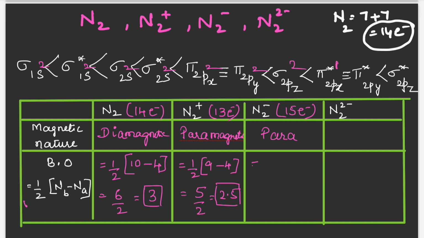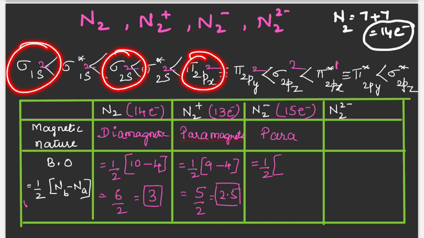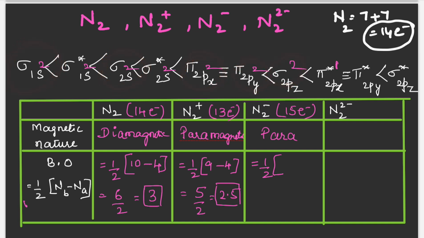Bond order is equal to half of the number of electrons in the bonding molecular orbital. 2, 4, 6, 8, 10. So you can see here totally 10 electrons. 10 minus, in the anti-bonding molecular orbital, how many electrons are there? 2, 4, and then 5. So totally there are 5 electrons. So you can write here 5. This is equal to 5 divided by 2, which is equal to 2.5.